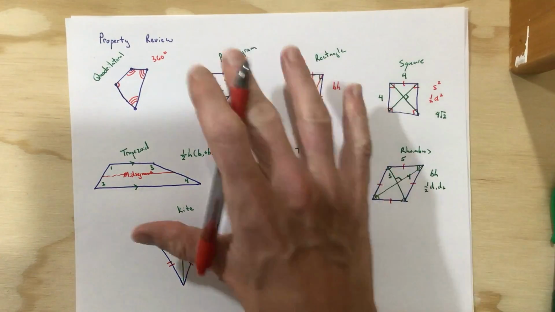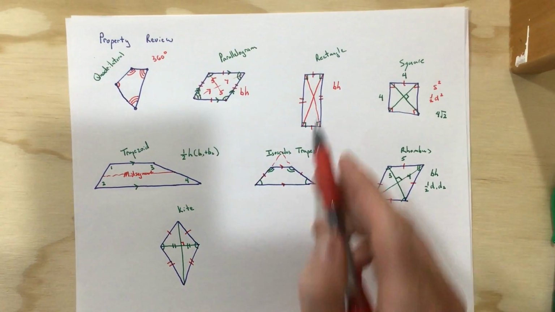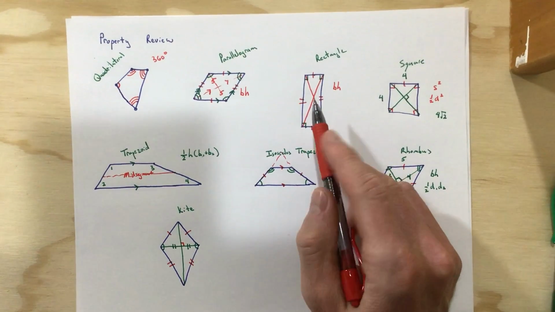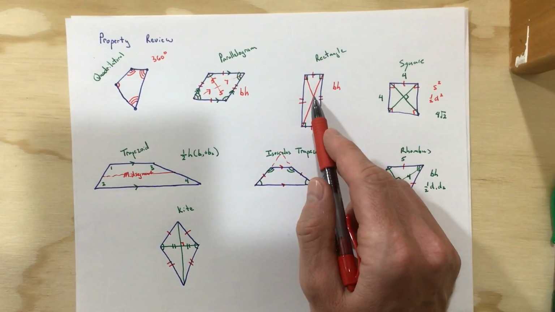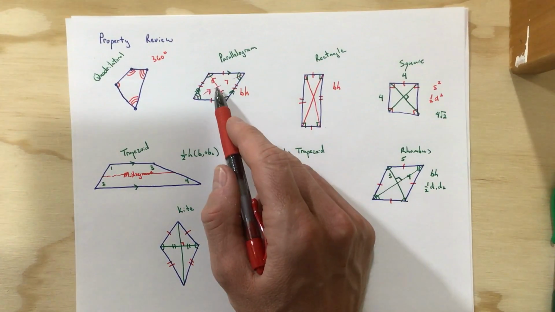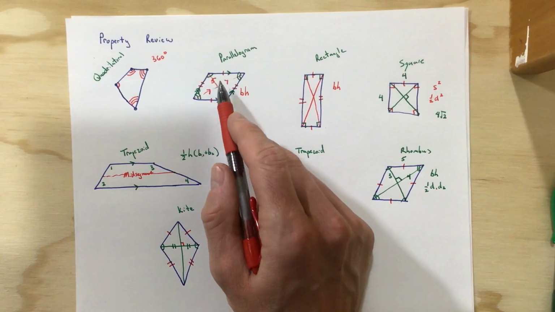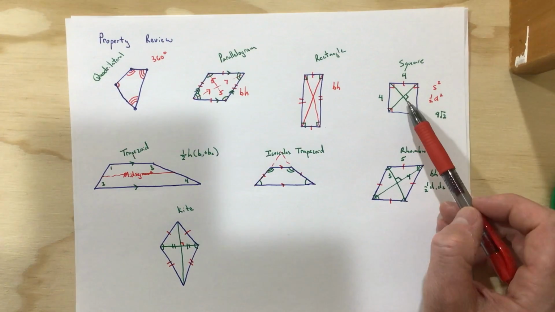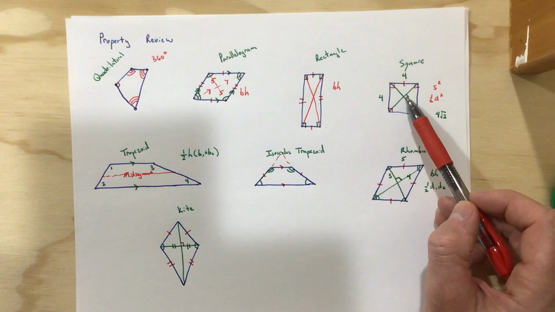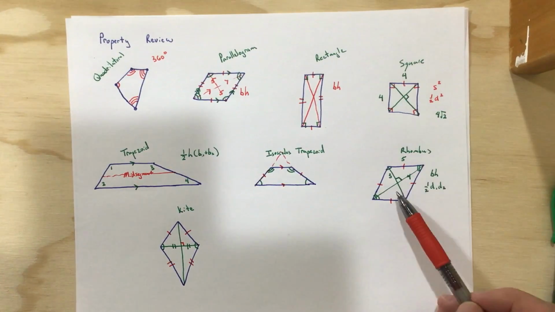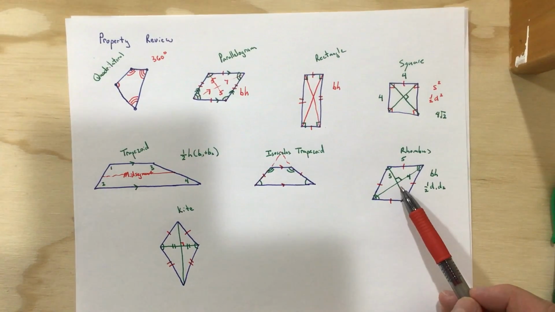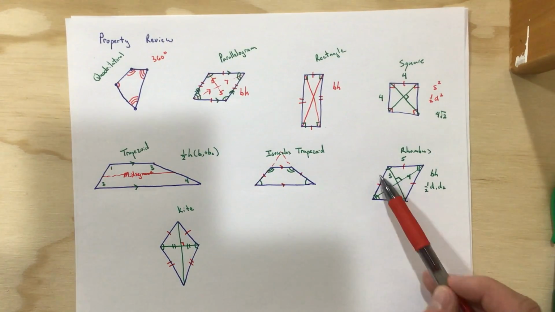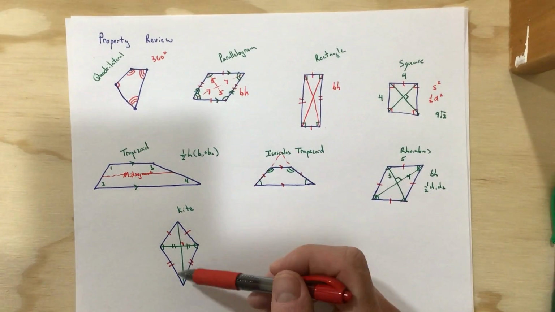And again, you've got to go through all of these properties. Like these diagonals are congruent, but they're not perpendicular. They do bisect each other. These bisect each other, not perpendicular, not congruent. Squares, like everything, right? Diagonals are congruent, diagonals bisect each other, diagonals are perpendicular. Rhombus, diagonals bisect each other, diagonals are perpendicular, diagonals are not equal. Go to the kite.